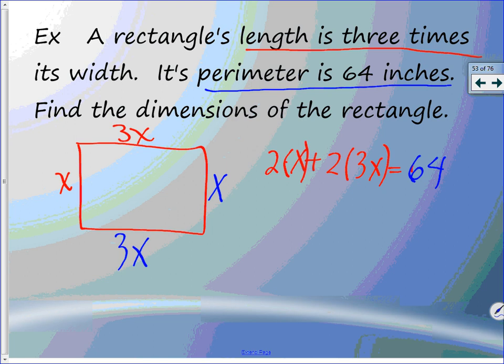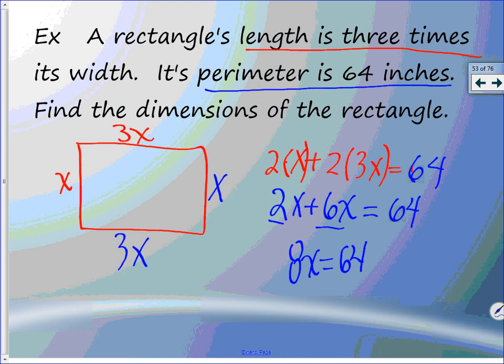Questions on that? So I have 2x plus 6x equals 64 by multiplying and then combining. 8x is 64 and then x is 8.